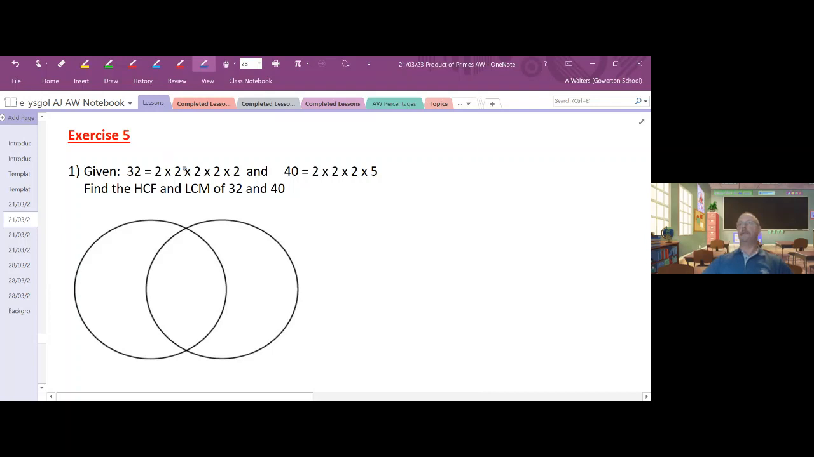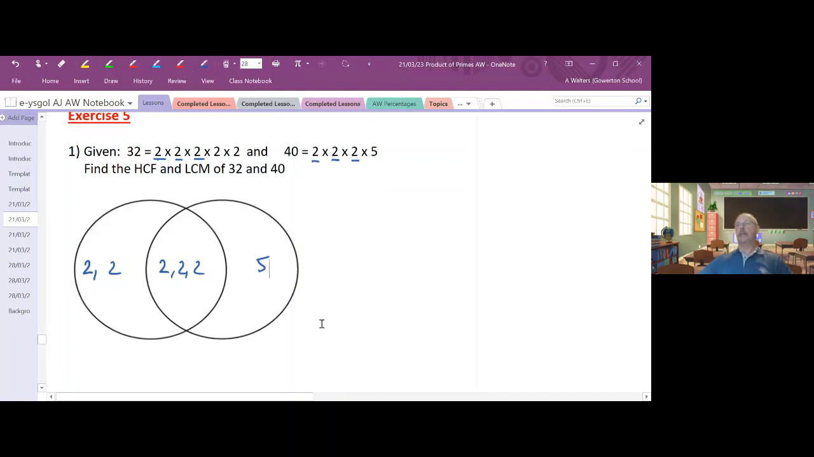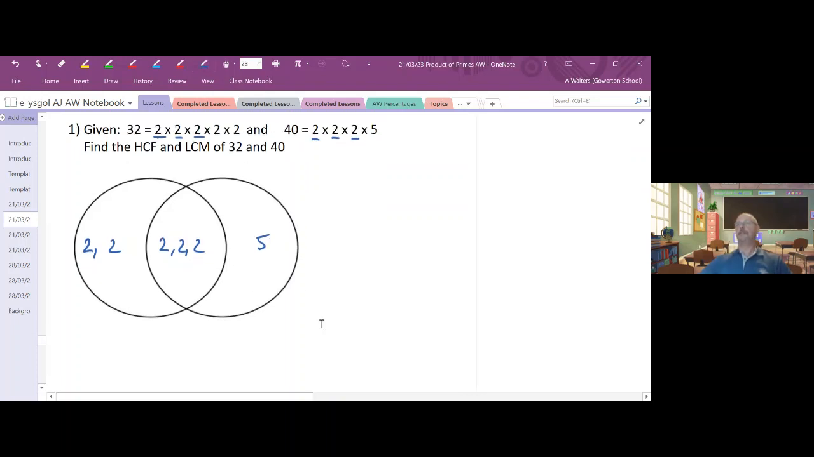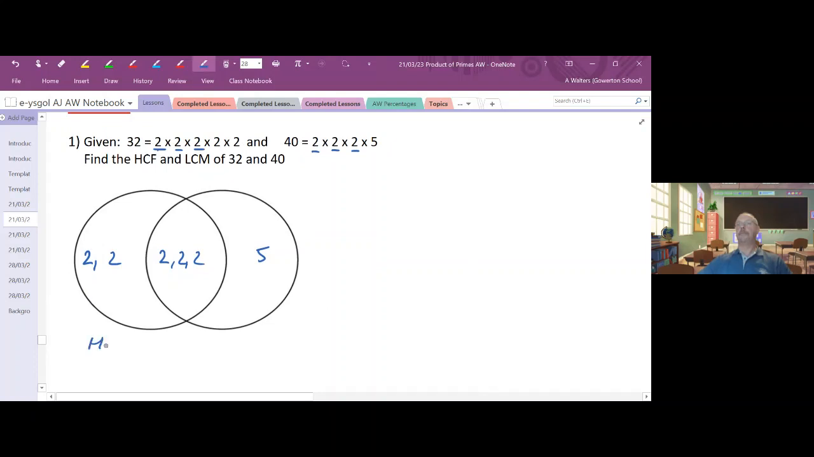Okay, so I'm going to highlight the numbers that exist on both. So there's a 2, and another 2. So I'm putting these in the center. On the left-hand side, I'm left with a 2 and a 2. On the right-hand side, I'm left with a 5. So the highest common factor is what's in the center, 2 times 2 times 2, which is 8.